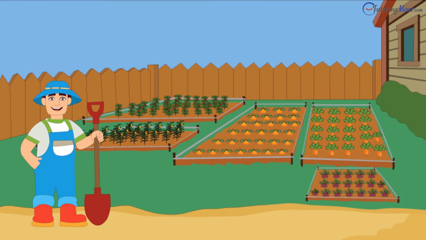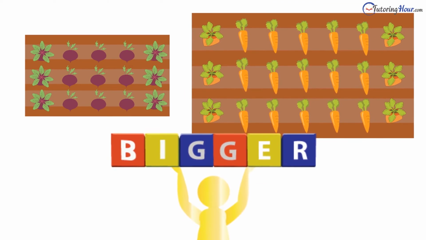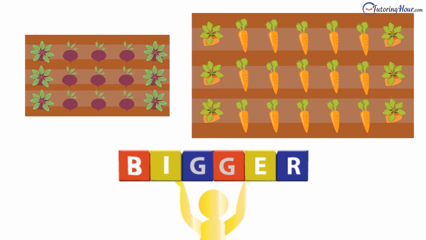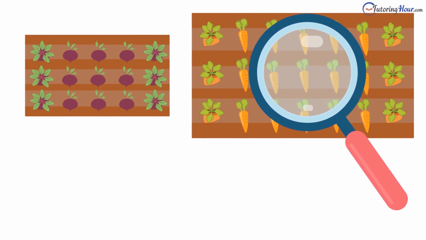This is Joe, and this is his kitchen garden. Look at the two patches of vegetables in his garden, the beet patch and the carrot patch. Can you tell which of them is bigger? If you said the carrot patch, then you are right. You could say that by simply looking at it.